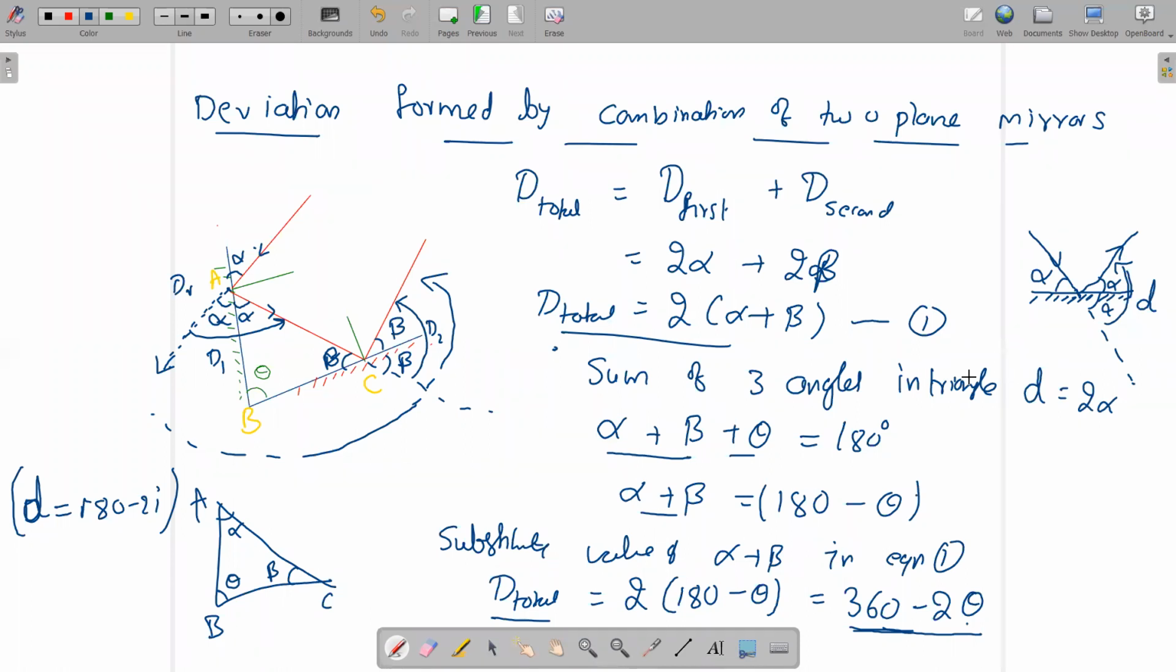Yeah, please listen children once again. I'll just tell you. The deviation formed by the combination of two plane mirrors means I've taken two plane mirrors. This is one plane mirror AB and BC is another plane mirror. The two plane mirrors are kept at an angle of theta, like 30 degrees, 40 degrees, like that.